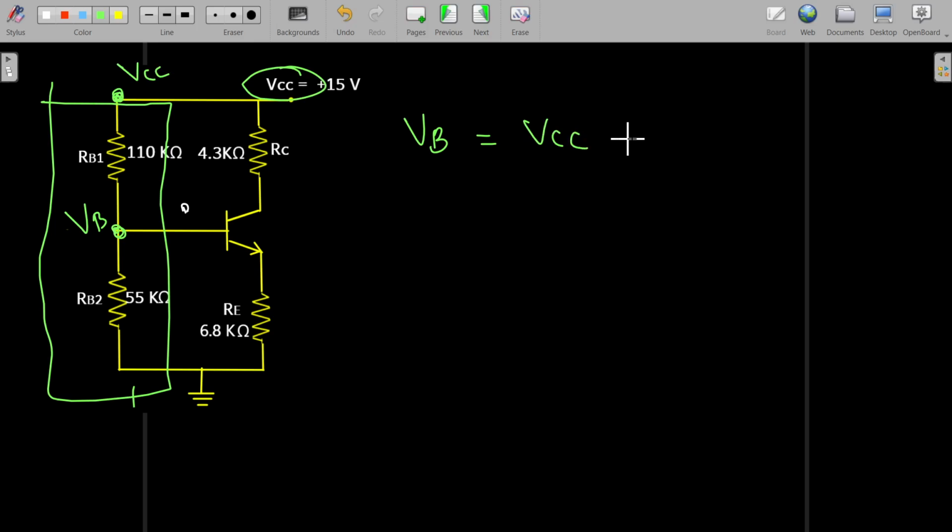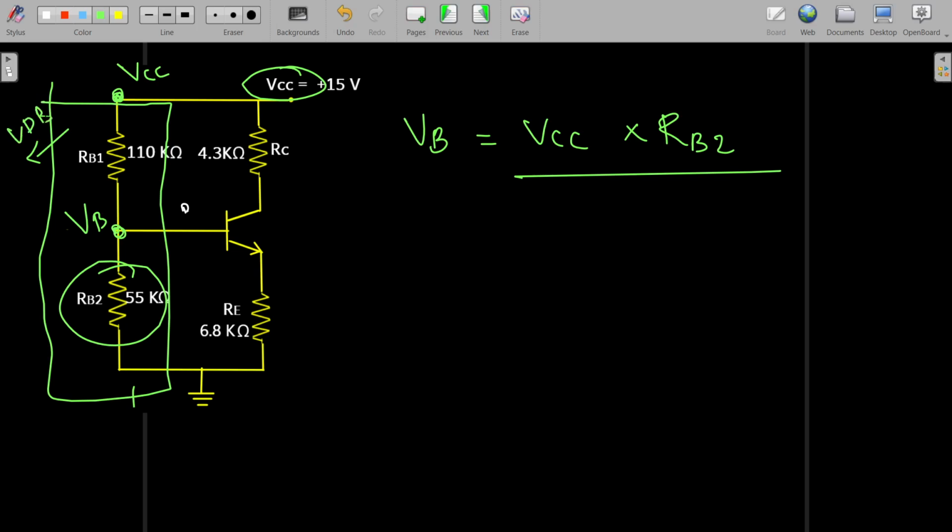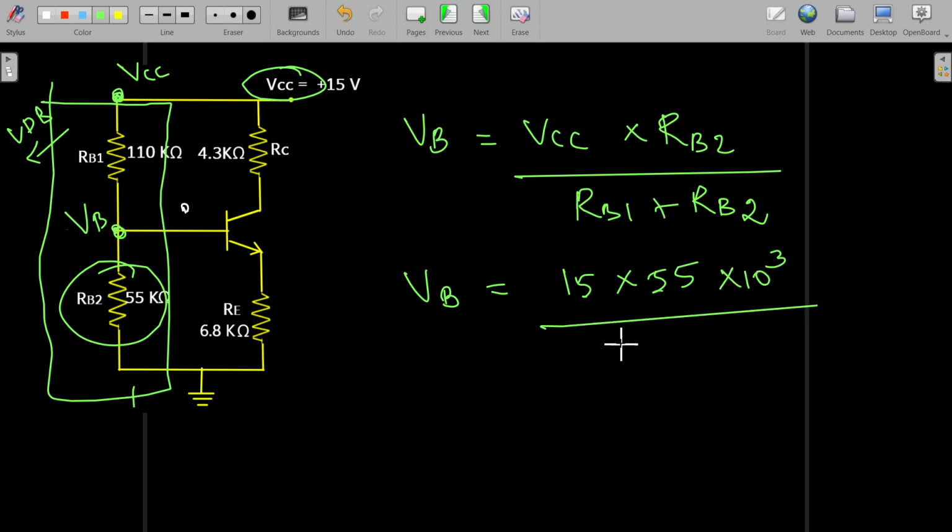So VCC multiplied by the resistance across which this VB exists. So it is RB2 resistance divided by the total resistance of this voltage divider biasing. Okay, so it is RB1 plus RB2. So this VB is equal to VCC, which is 15, multiplied by this RB2, which is 55 kilo ohm, so it is 10 power 3, divided by this RB1 plus RB2. So it is 110 plus 55 into 10 power 3.